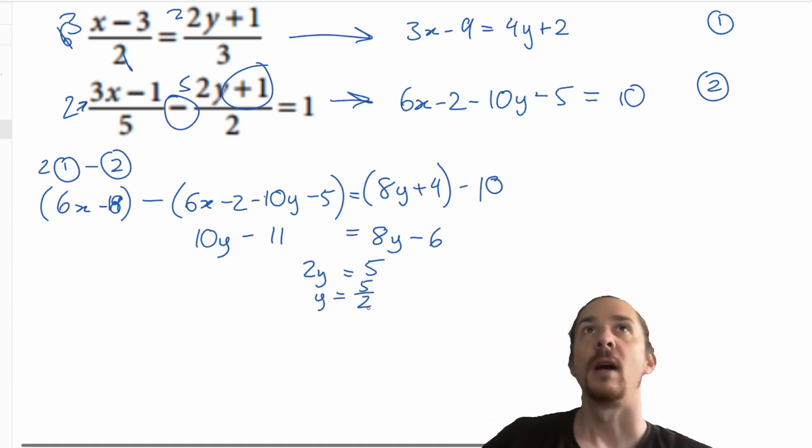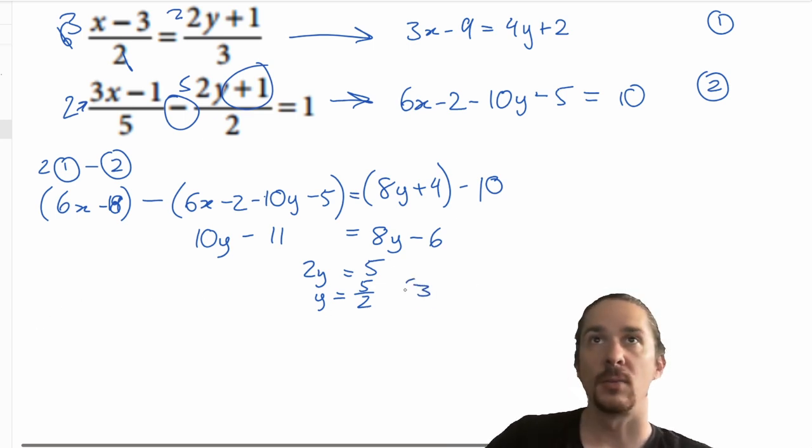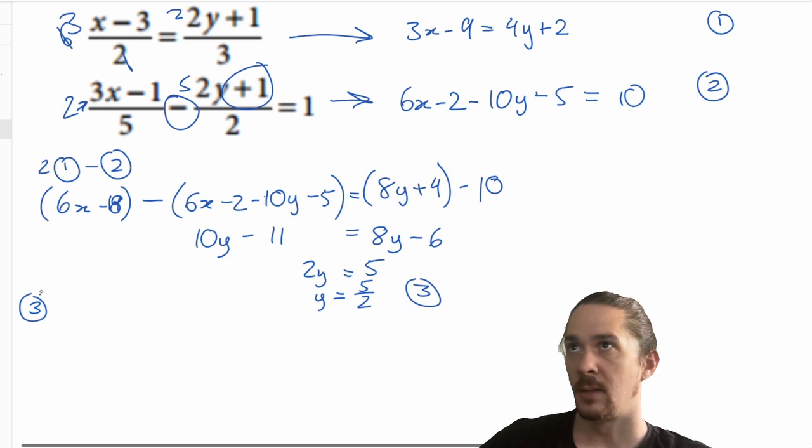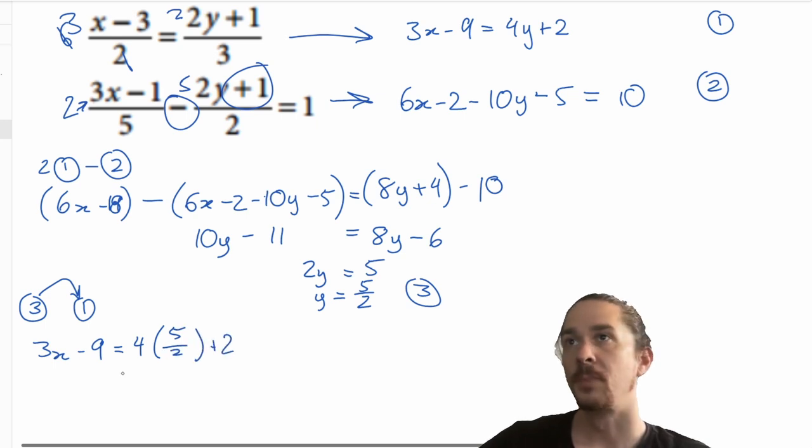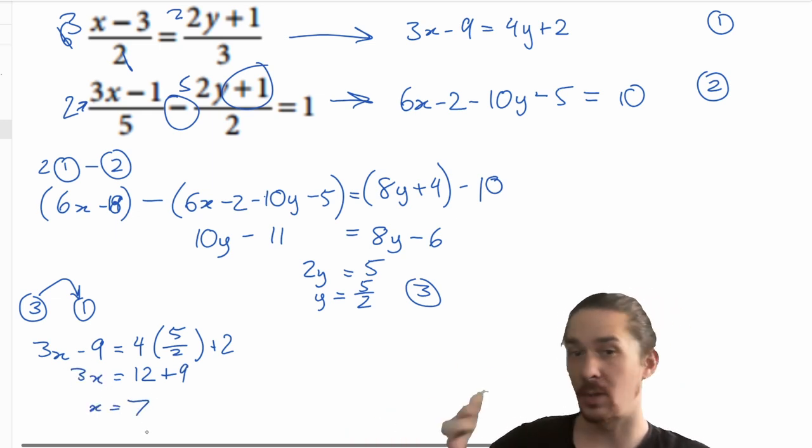If y is 5 over 2, it doesn't really matter which equation I go for. I'm going to go for equation 1. So let's take 3 here and go 3 into 1, which means 3x minus 9 is equal to 4 amounts of 5 on 2 plus 2. In other words, 12 plus 9 equals 3x. X equals 7. A whole number is a really good sign.